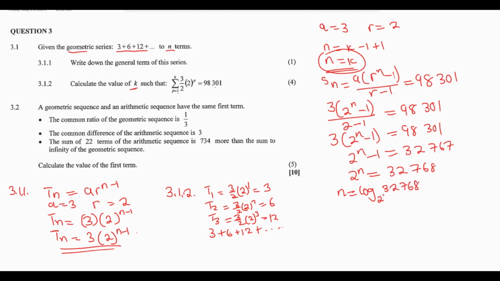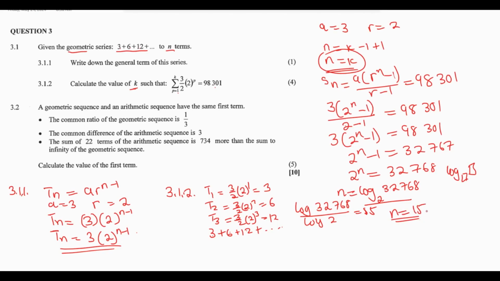32,768. Then you put this in the calculator, use this function. In the calculator, you can use this. Okay. Or you can say log 32,768 divided by log 2. Right. You will get your 15. Okay. From this, we get that n is equal to 15.